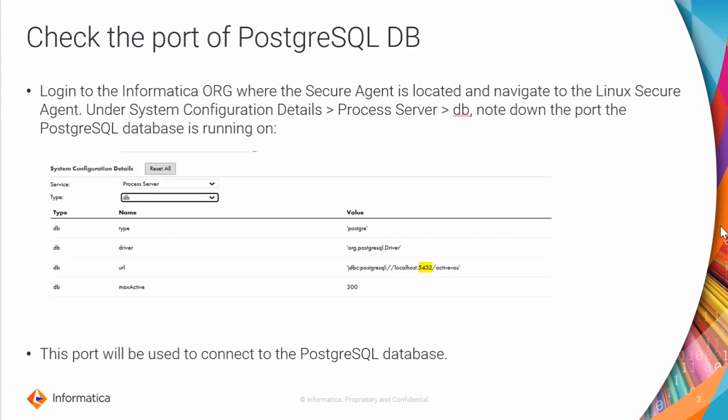To log into the Postgres DB from the agent machine, we need to check on which port the Postgres DB is running. For that, log into the Informatica org and navigate to the agent under Runtime Environment Properties and select System Configuration Details, Process Server and DB type. Here in the screenshot, 5432 is the highlighted port on which the Postgres DB is up and running.